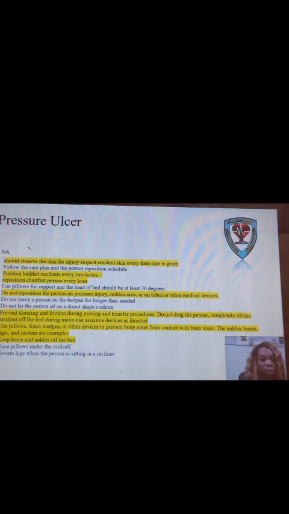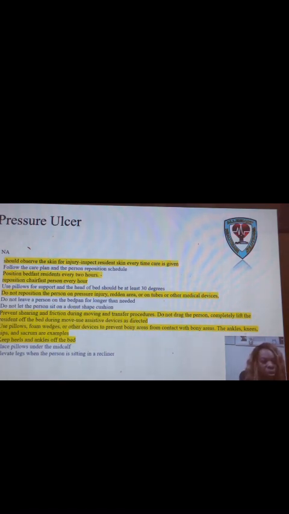30 degrees. Do not reposition the person on a pressure injury itself or a reddened area or on tubes or other medical devices. You do not want to leave a person on the bedpan for longer than needed. You do not let the person sit on a donut-shaped cushion. You want to prevent shearing and friction during moving and transferring procedures. You do not want to drag the person. You want to completely lift the resident up off the bed during moving or transferring. You also can use an assistive device to help prevent shearing or tearing of the skin.